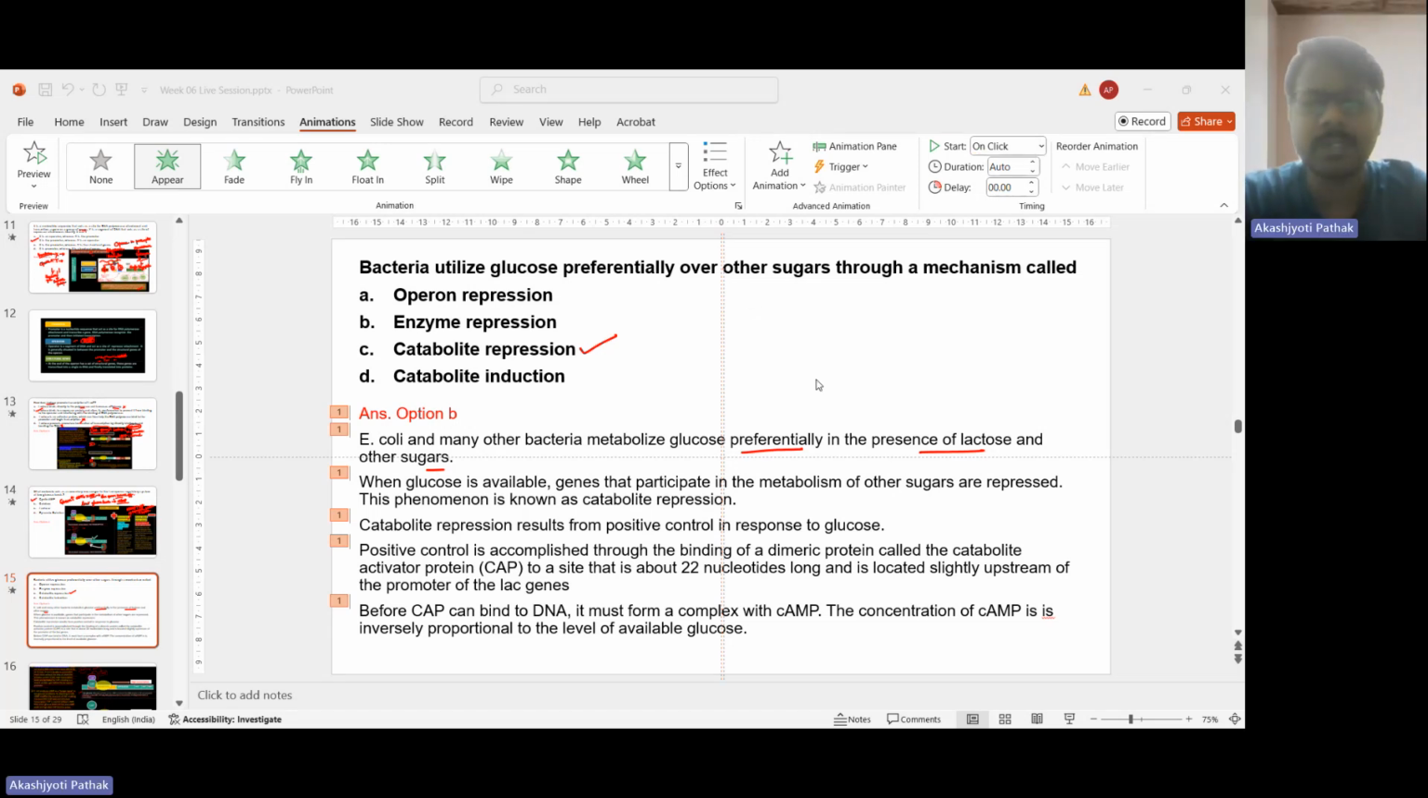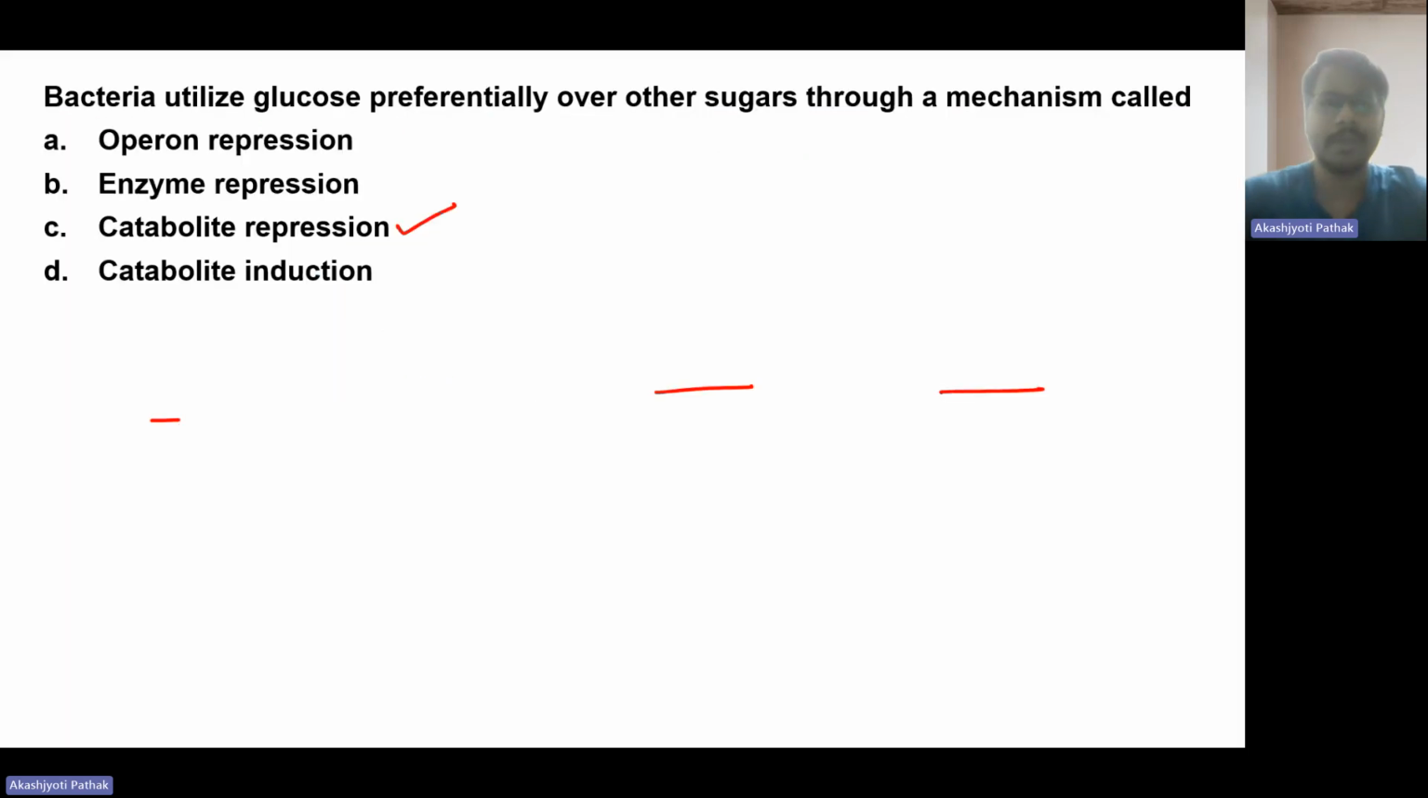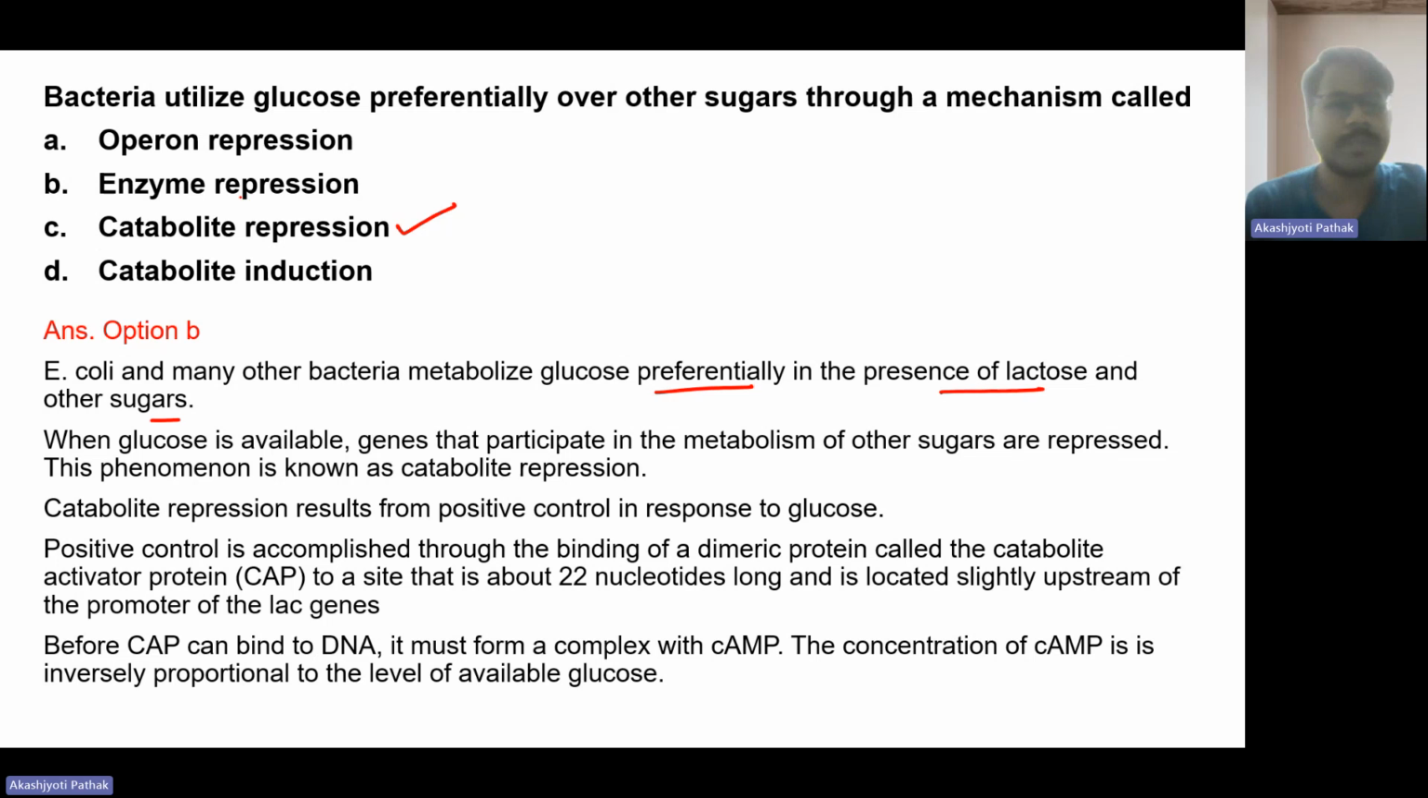Okay, so let's start the discussion. Okay, so we were discussing catabolite repression. So what do you understand by catabolite repression? So what happens is when glucose is available, the genes that participate in metabolism of other sugars are repressed. This phenomenon is known as catabolite repression, and this catabolite repression results from positive control in response to glucose.